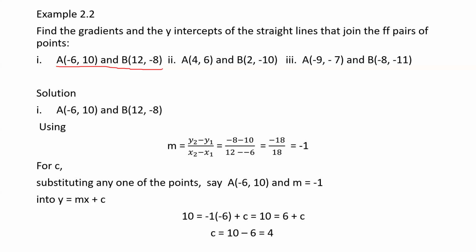So A is (-6, 10), B is (12, -8). So let's go. We found the gradient first, which is m, will be equal to y2 minus y1, so -8 minus 10 will be -18, all over x2 minus x1, which is 12 minus (-6), so that goes to 18. So therefore, the gradient m is -1. So now we know m.